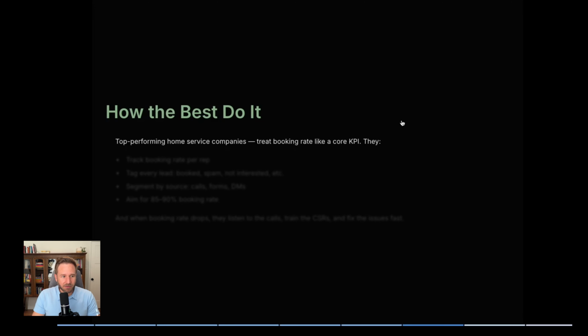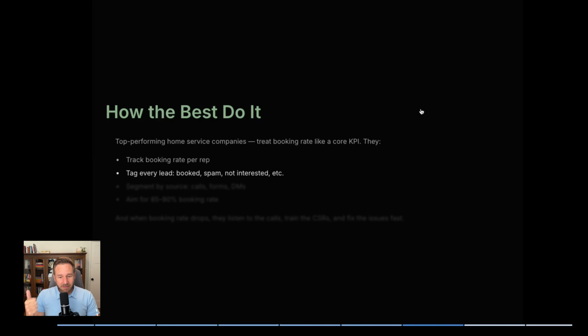Now, how do the best do it? The top performing home service companies treat booking rate like a core KPI. They are reviewing this daily, weekly, monthly. They want to see if for some reason that is dropping. If that's dropping, they're getting fewer appointments. If it's increasing, they're getting more appointments. They're getting more revenue. They track booking rate by rep.